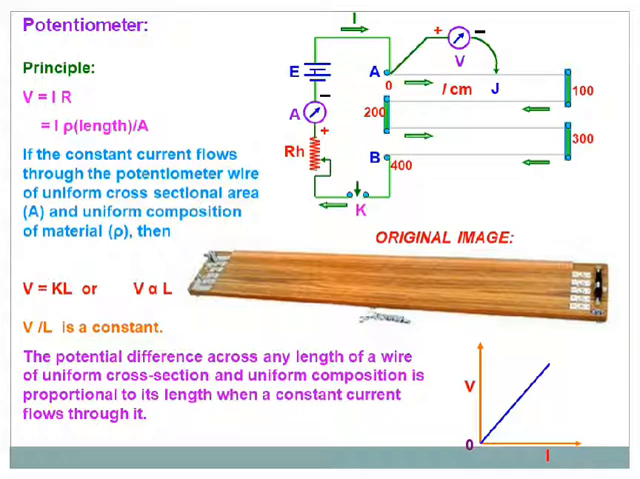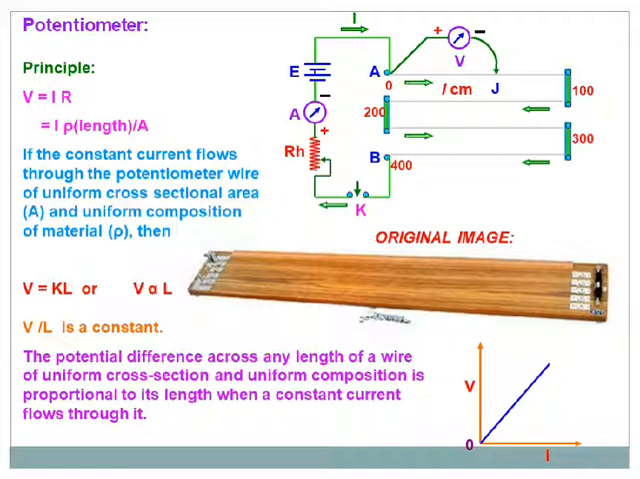By using the jockey, we are going to touch the jockey on the wire and we are going to see what deflection it shows in the voltmeter. A battery of EMF E. To flow a constant current through it, we have connected the ammeter, rheostat and key. All 4 components are connected across A and B, as you can see in the diagram.